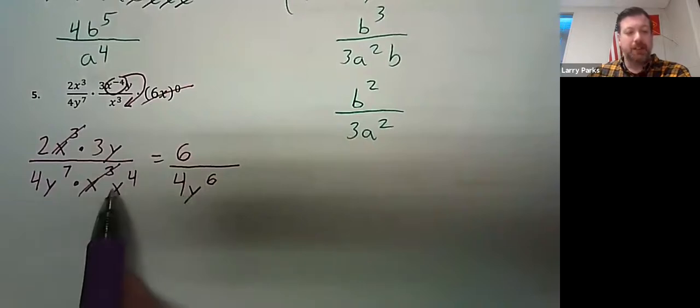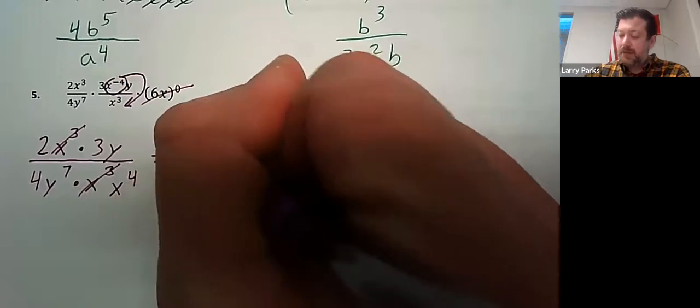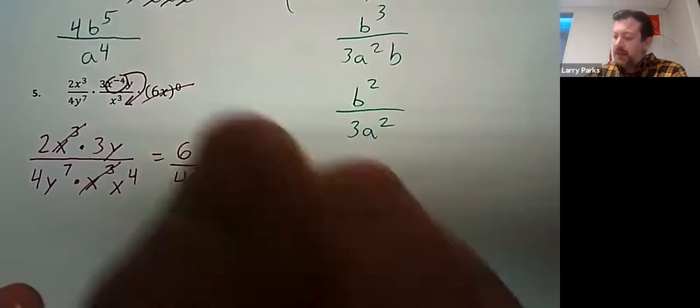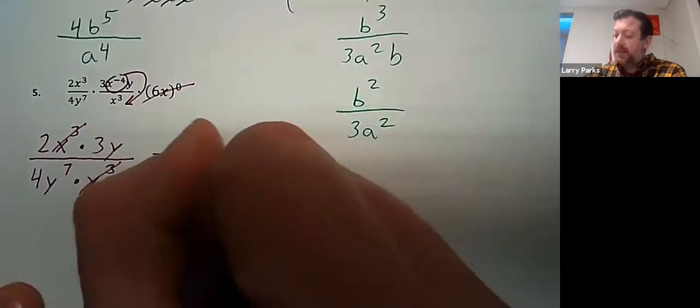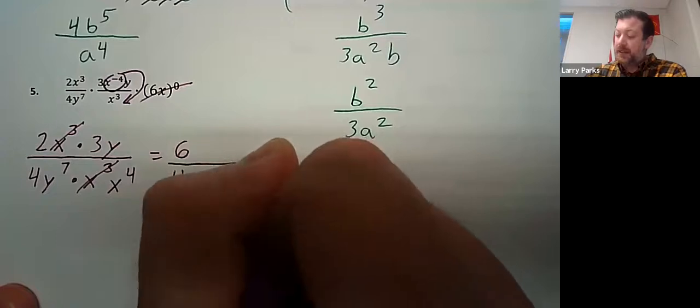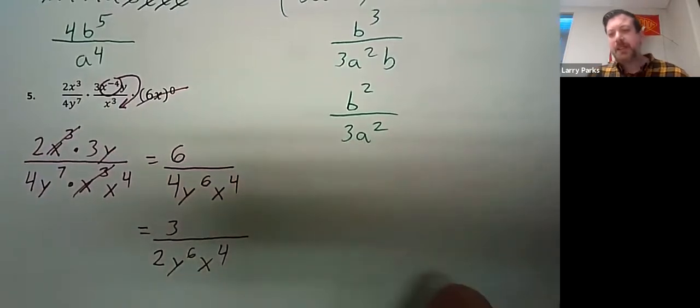Already brought the 4 over. And then I have x to the 4th. Now we're almost done. 6 over 4 reduces to 3/2. So that equals 3 over 2y to the 6th, x to the 4th. So those are the properties of exponents.